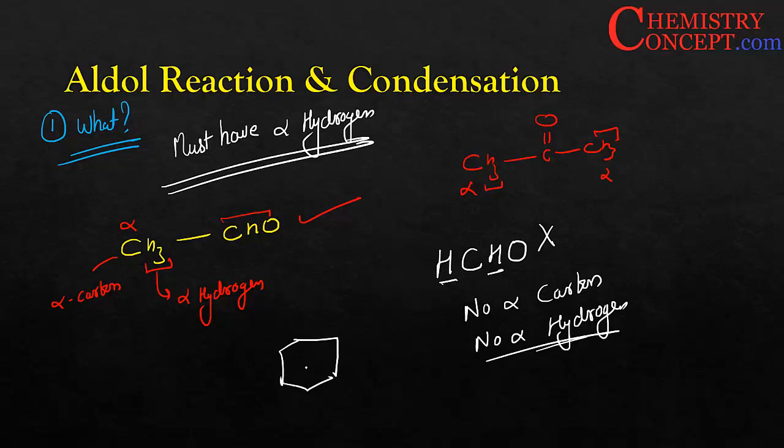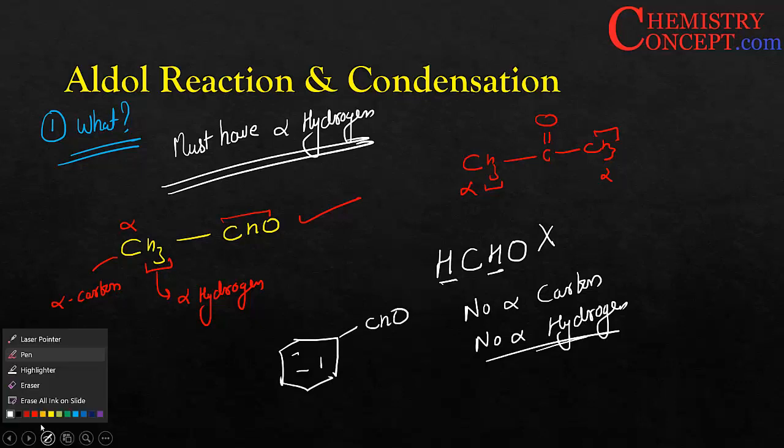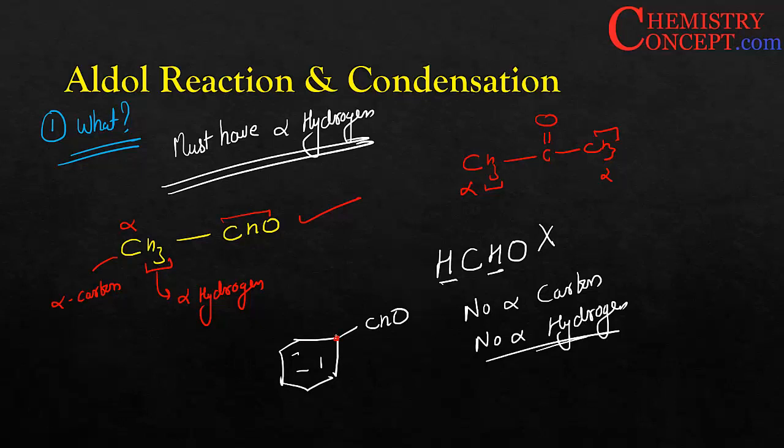Now, another molecule is benzaldehyde. If you have a look at this compound, this has an alpha carbon, but that alpha carbon has no hydrogen. So the compound has no alpha hydrogen. So it's not about having an alpha carbon, it's more about having alpha hydrogen. If there is a carbon next to the functional group, which is called alpha carbon, and that carbon has a few hydrogens attached to it, then only the molecule will undergo aldol reaction or condensation, otherwise not.